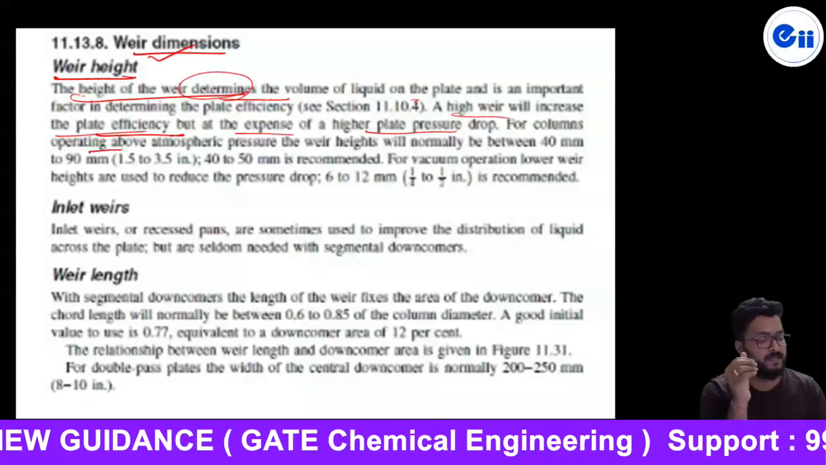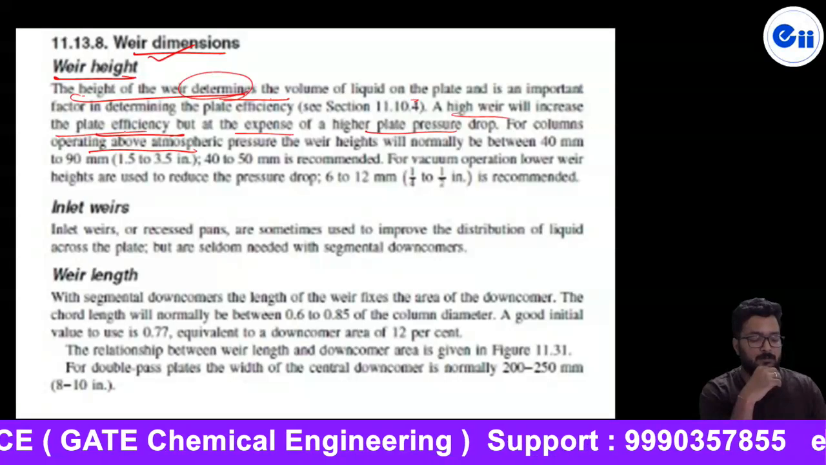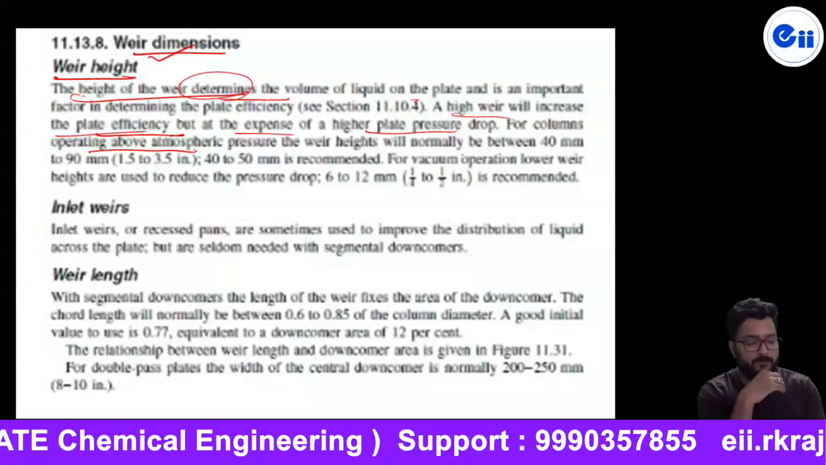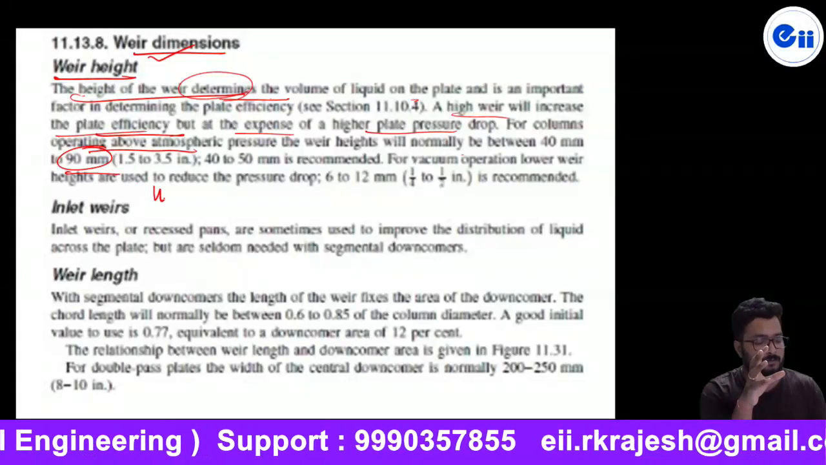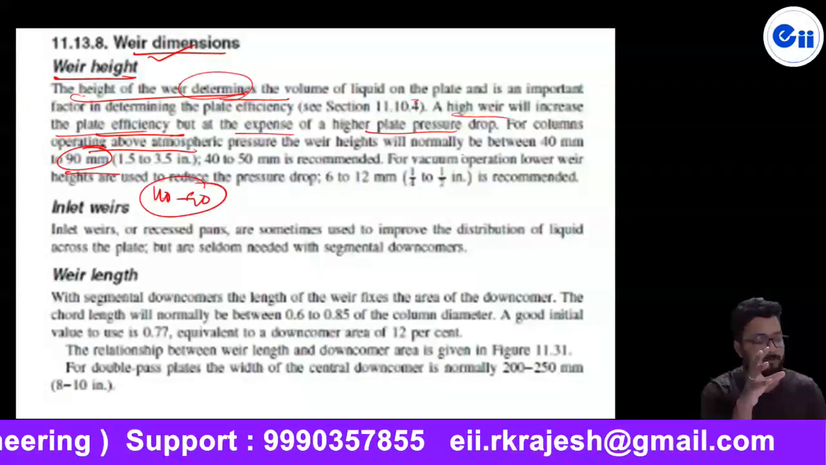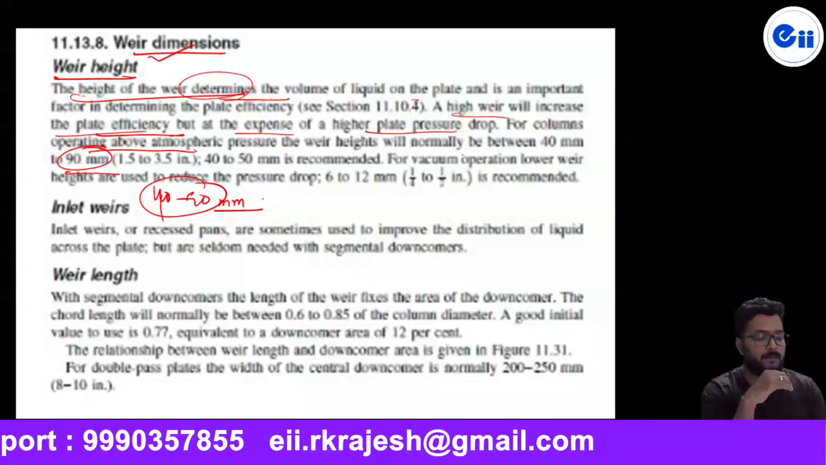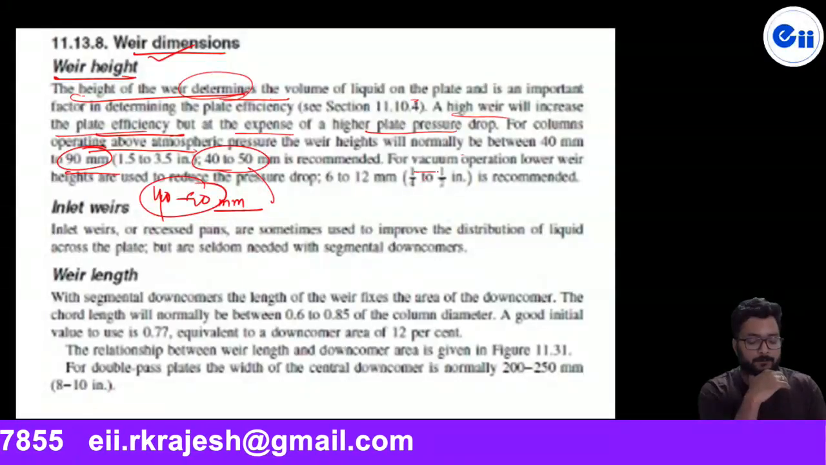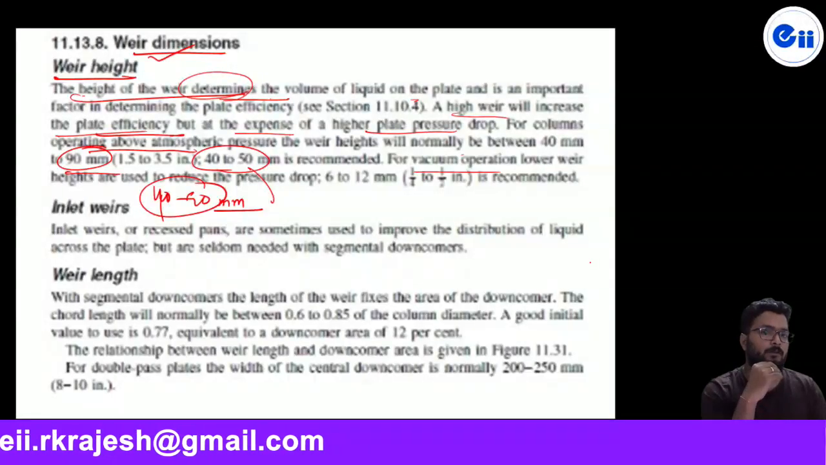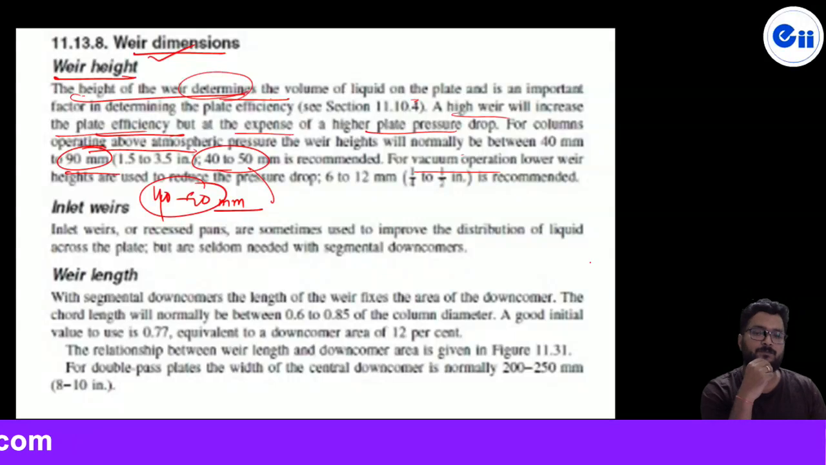If the column is going to operate above atmospheric pressure, then weir height should normally be between 40 mm to 90 mm. This we should remember. When the column operates at atmospheric pressure, the weir height should be between 40 mm and 90 mm, and the most common recommended is 40 to 50. And for vacuum operation, when we operate a low pressure column below atmosphere, then lower weir heights are used to reduce the pressure drop.